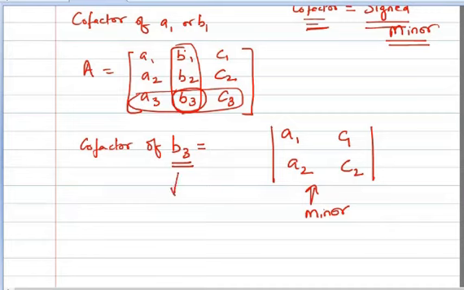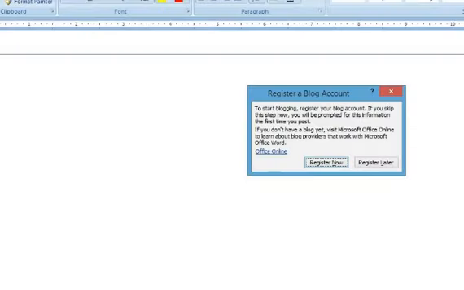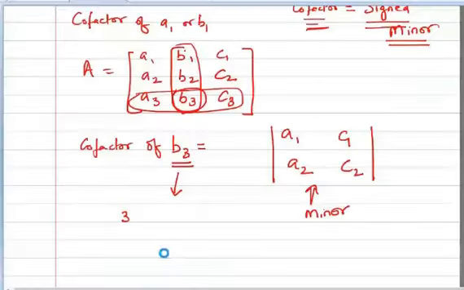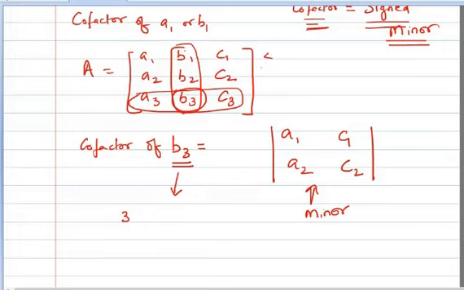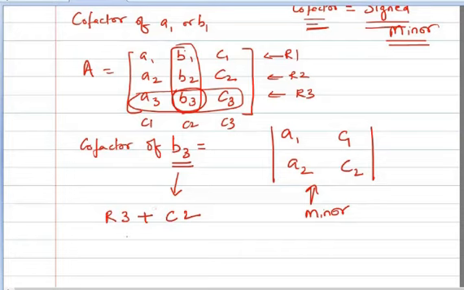See, this B3 is in third row and the second column. So this is your row 1, row 2, row 3, and this is your column 1, column 2 and column 3. So the B3 is in row 3 and column 2. So 3 plus 2 will be 5. So here I have to put the sign as minus 1 power 5.